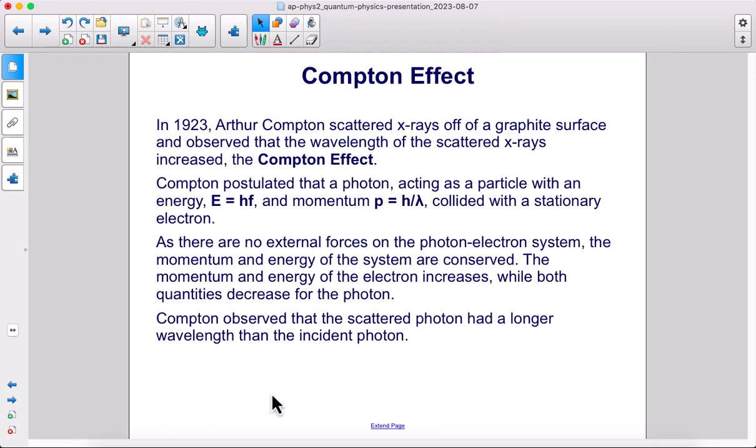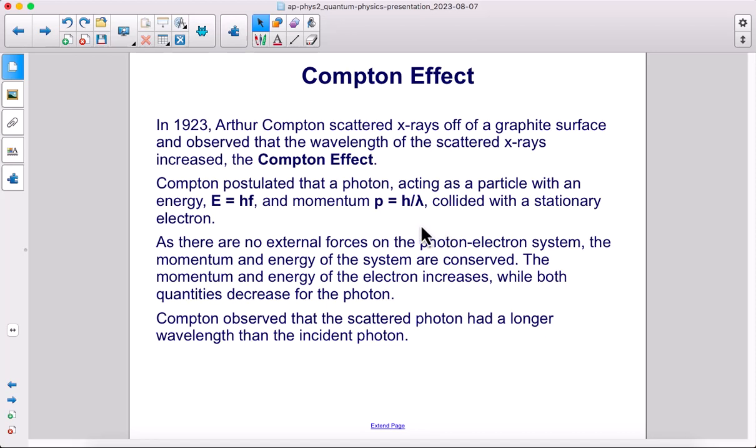In 1923, Arthur Compton scattered X-rays off of a graphite surface and observed that the wavelength of the scattered X-rays increased, the Compton effect. Compton postulated that a photon, acting as a particle with an energy, E equals hf, and momentum, p equals h over lambda, collided with a stationary electron.